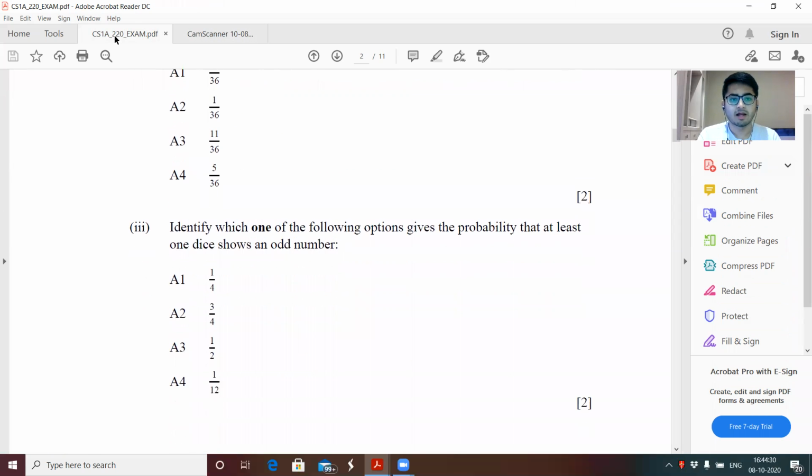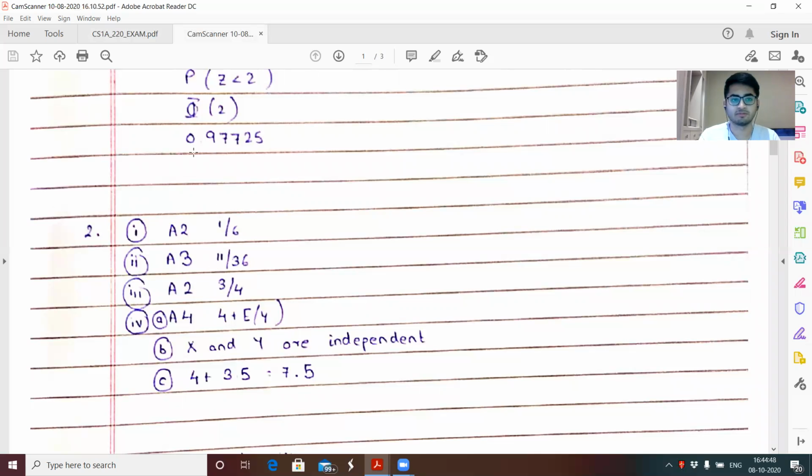Third part, identify which option gives the probability that at least one die shows an odd number. This again would be 1 minus the probability that both of them show an even number. So this comes out to be 1 minus 1 by 4, which is nothing but 3 by 4. So option A2 here, 3 by 4.